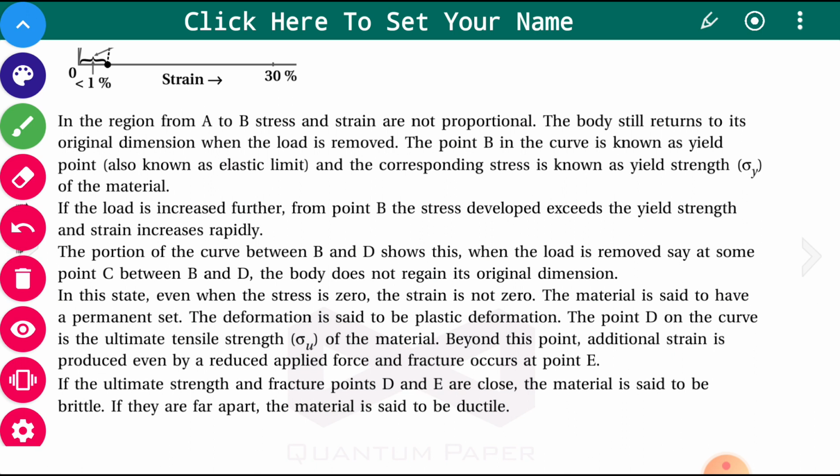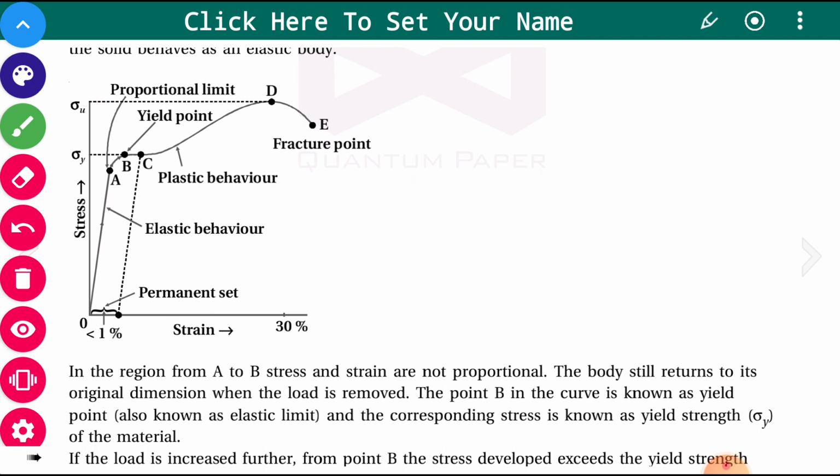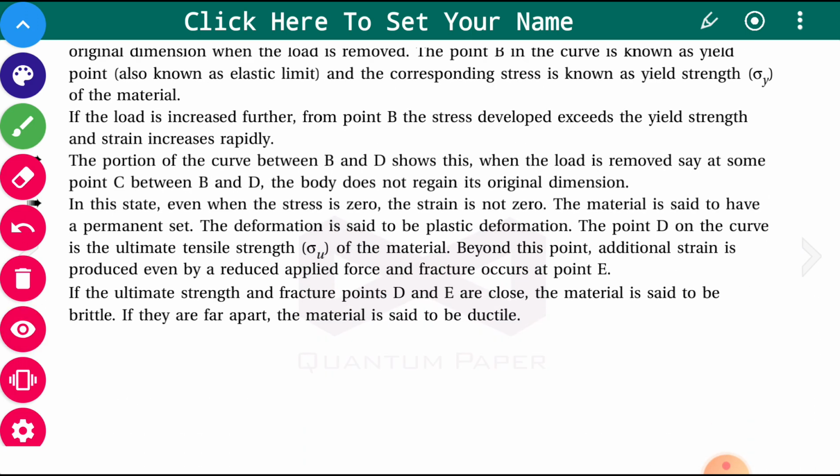When the load is removed, say at some point C between B and D, the body will not regain its original dimension. Up to B, if the load is removed, the body comes back to its original shape and size. But between B and D, if you remove the load at any point, the body will have a permanent set, or we can say there will be a deformity.